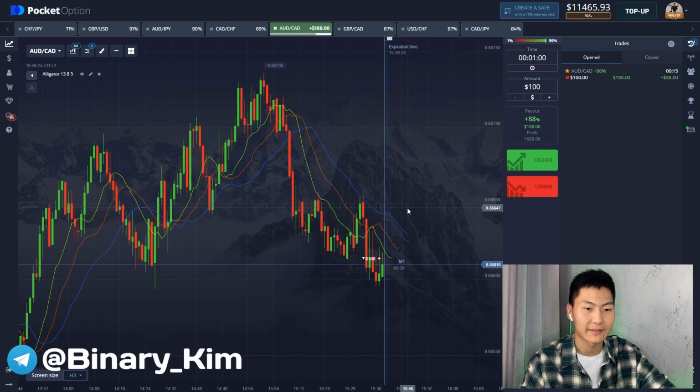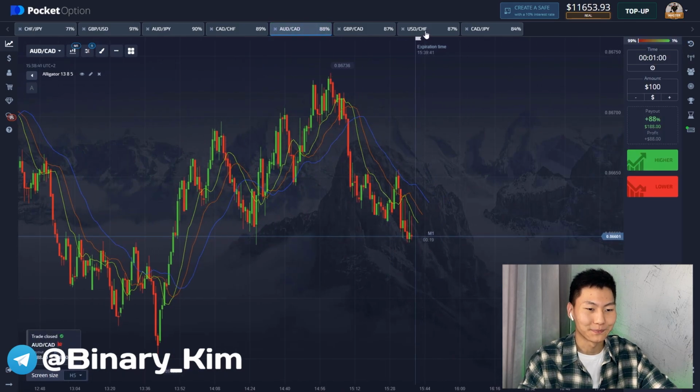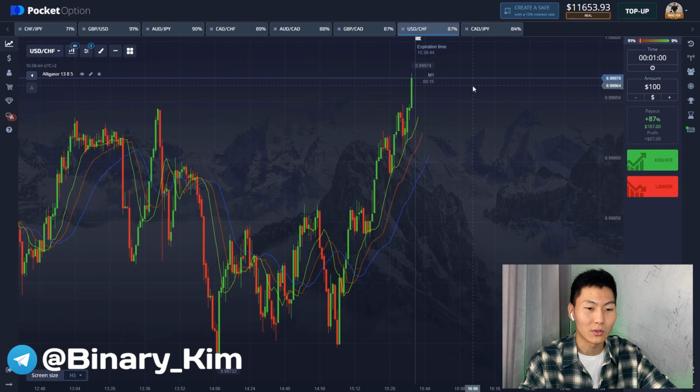So we realized that this pullback is going to be over very soon. And there is less than 10 seconds left before the closing, and basically the position was opened correctly and the first position is in profit, guys. Well, there is no stopping here.